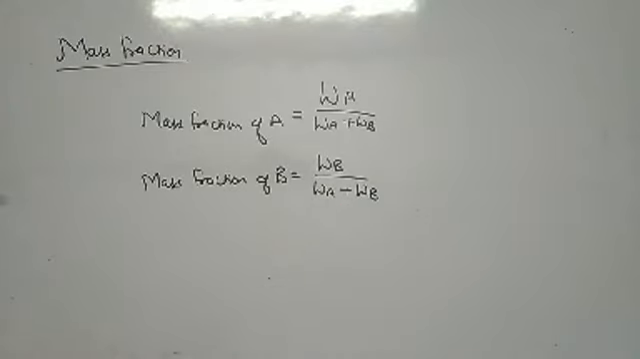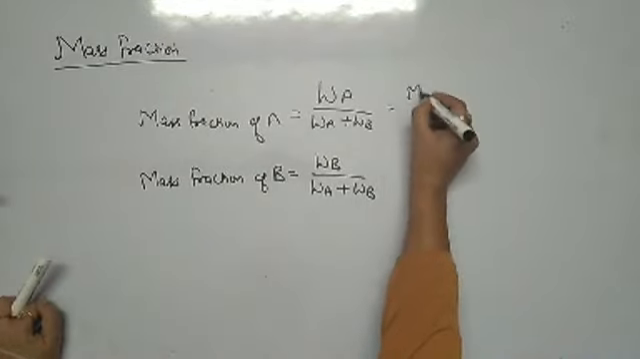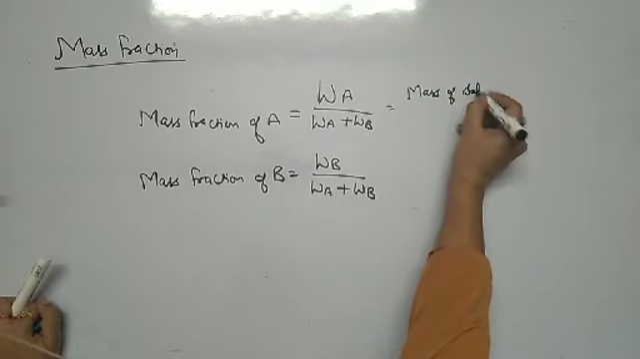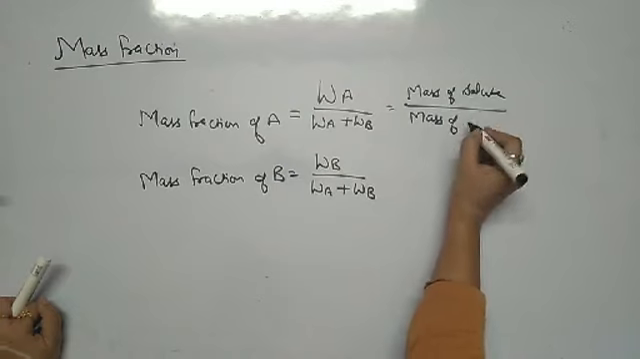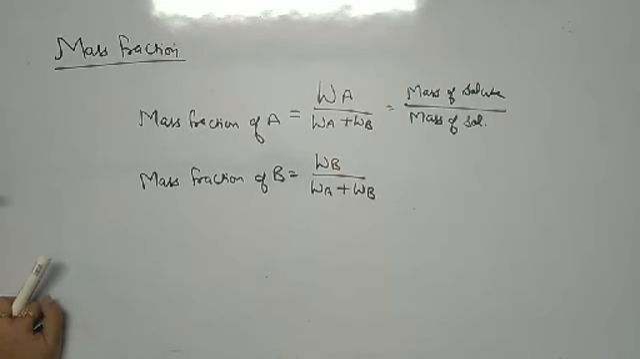It means mass of the solution. You can simply say mass of the solute upon total mass of the solution, mass of the solvent upon total mass of the solution. Is it clear? You may write this one: mass of solute upon mass of the solution. And as you remember, this mass of the solution is always equal to the mass of solute plus mass of the solvent.